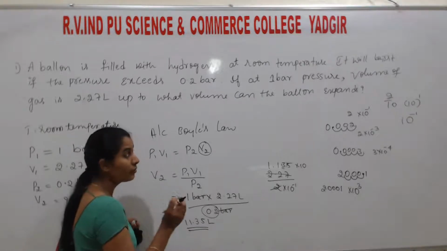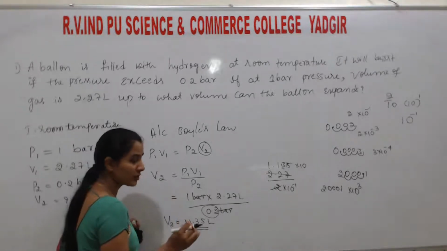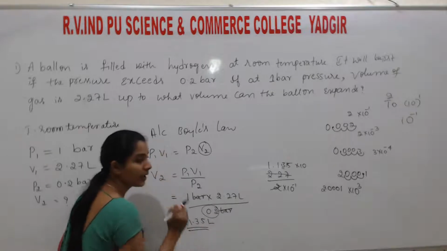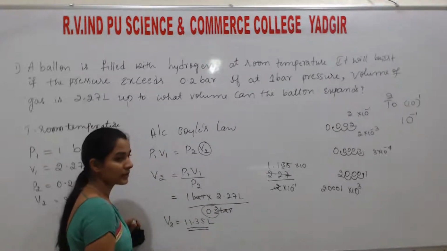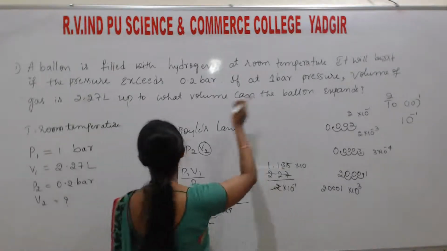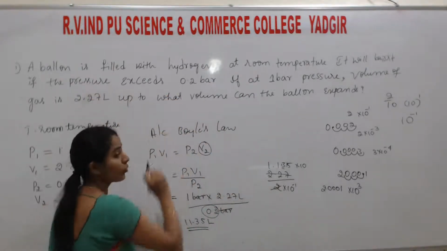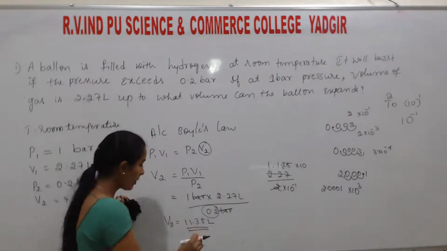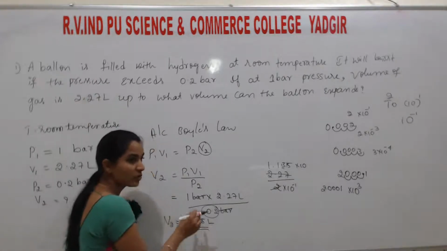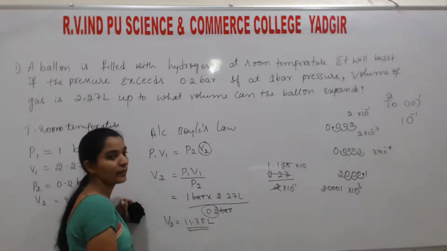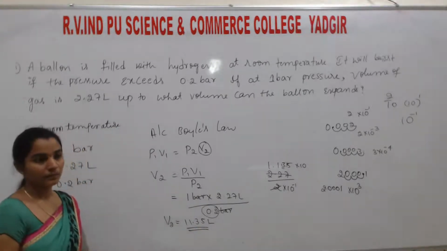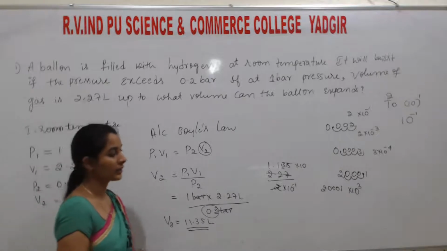Understand? So if the balloon doesn't want to burst, the volume must be less than 11.35. If it exceeds, then it will burst. The question is, it will burst if the pressure exceeds 0.2 bar. At 0.2 bar, volume is this much. So if it doesn't want to burst, the volume is always less than 11.35. Okay? Next.